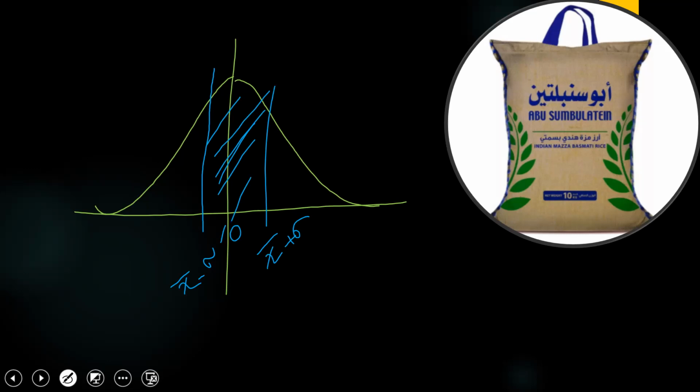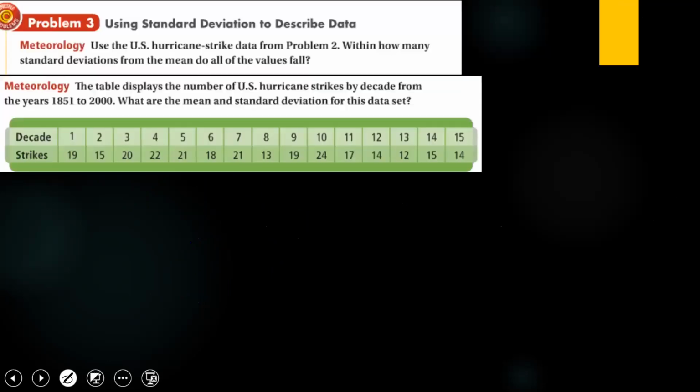Or another, this is for me as an example. Another teacher may say, I want all the scores that are greater than mu minus the standard deviation. So I used the standard deviation to describe the data.